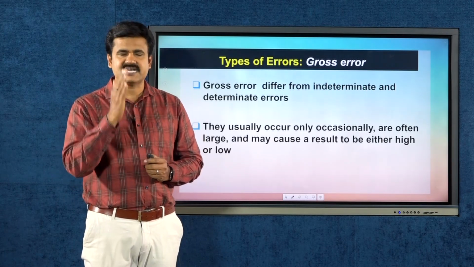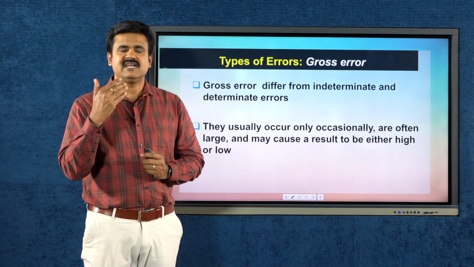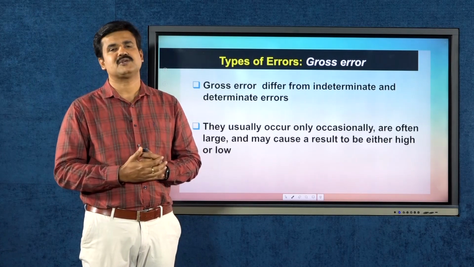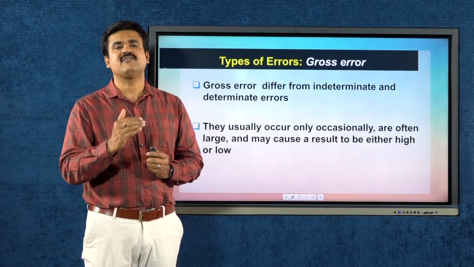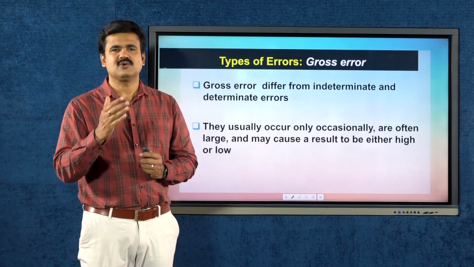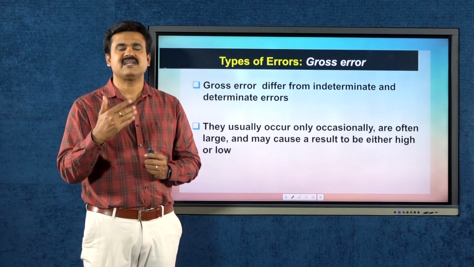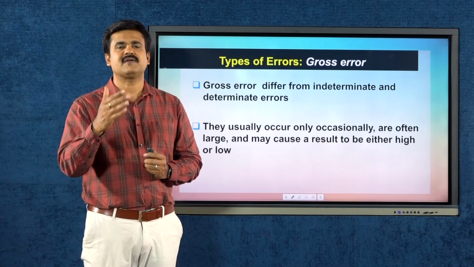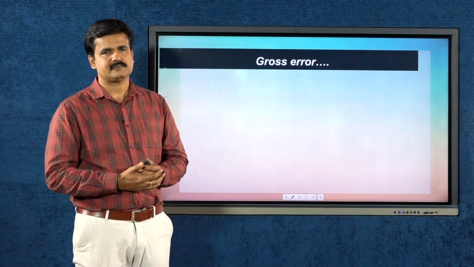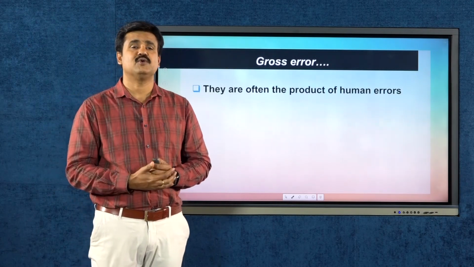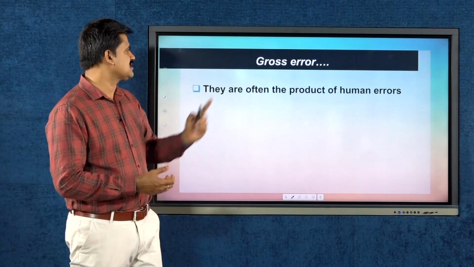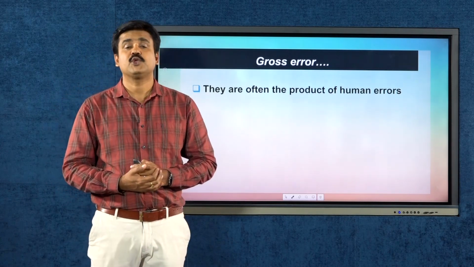That means, more clearly speaking, gross error leads to higher values from the true value as well as lower values from the true value. So, gross error can increase or decrease a measured value from the true value. Now, more details about the gross error. These gross errors are often the product of human errors.